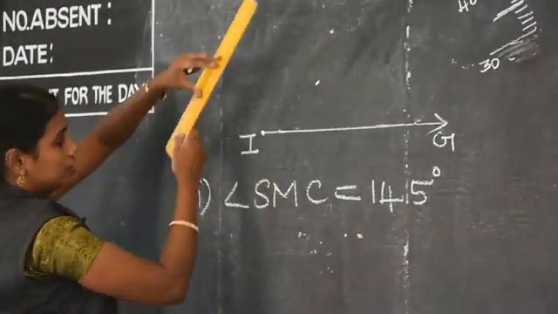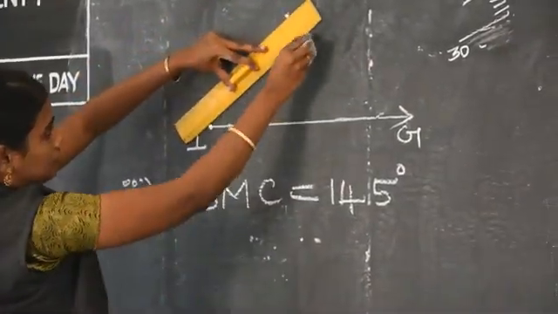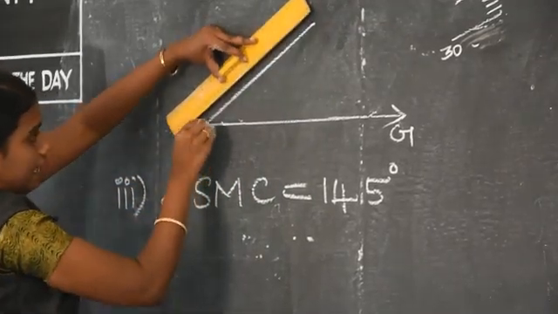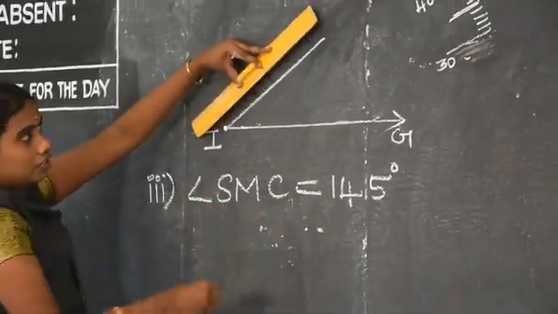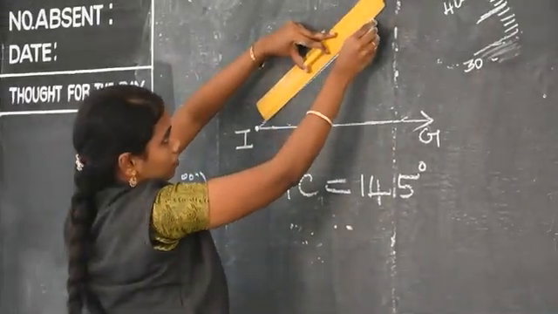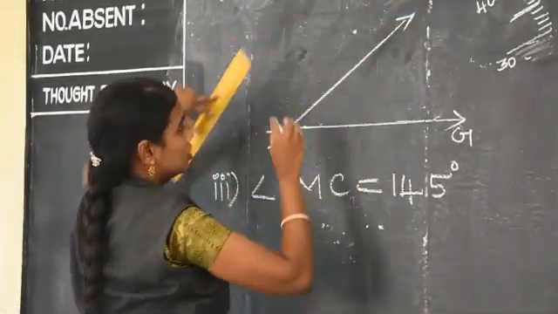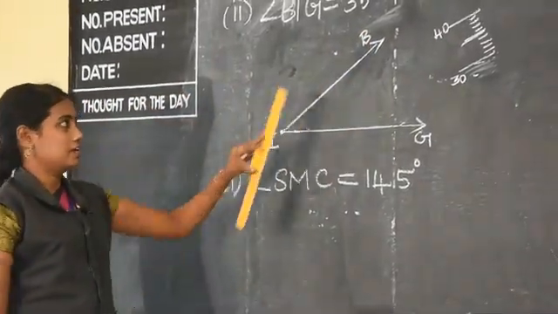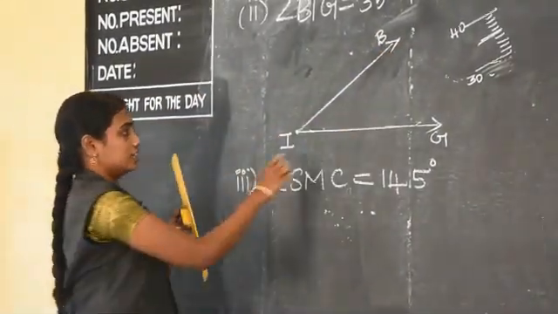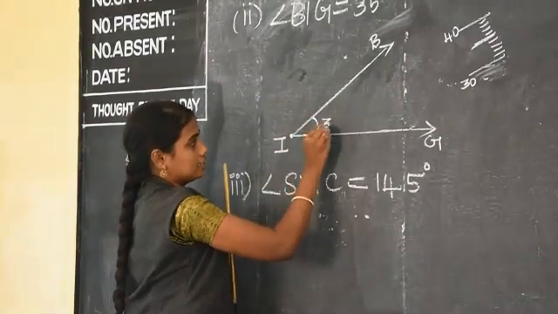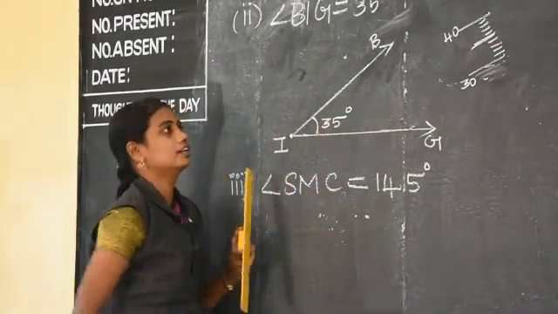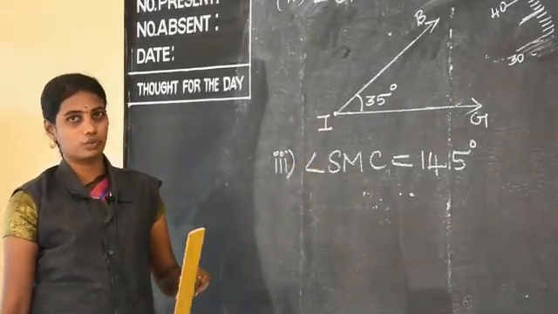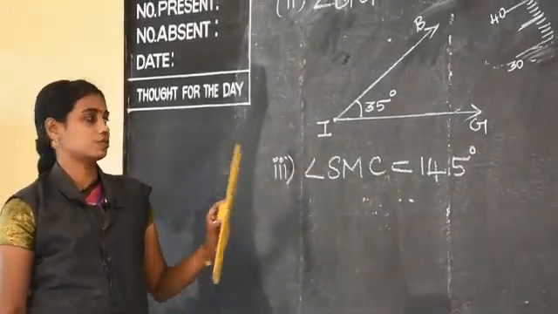Take your scale. Draw a ray. Join the I properly. This point should be joined properly. Okay, IB. Okay, IB, we have drawn a ray. Here only angle form. Angle is 35 degree. Okay, clear? For this construction, I will send through the WhatsApp. You can try by your own also.